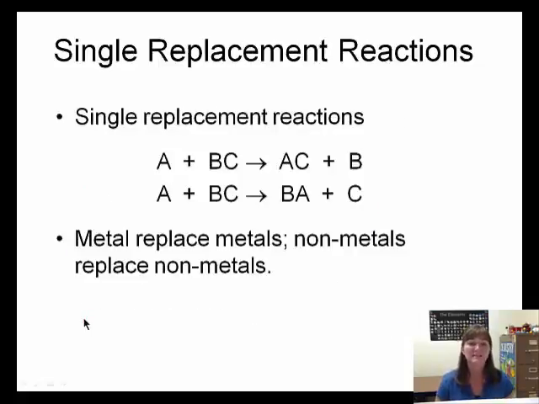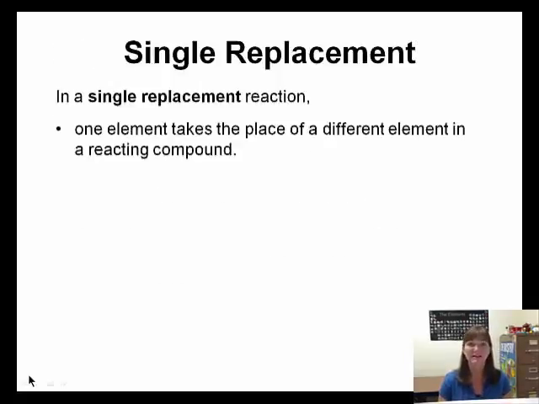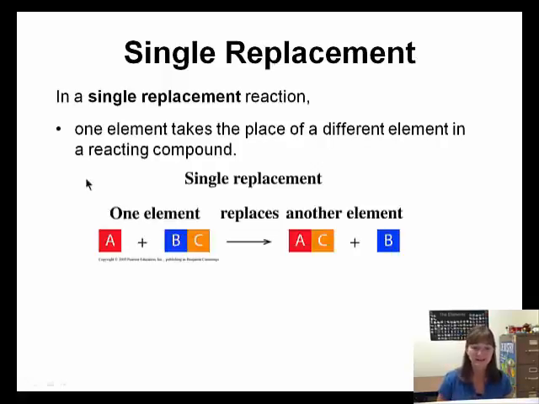Okay, single replacement reactions. Remember that the metal replaces the metal and the nonmetal replaces the nonmetal. In a single replacement reaction, one element takes the place of a different element in a reacting compound. So here is my example. The variables I have here: A is by itself. So in this particular example, A is the element, and B and C are the elements making up the compound.